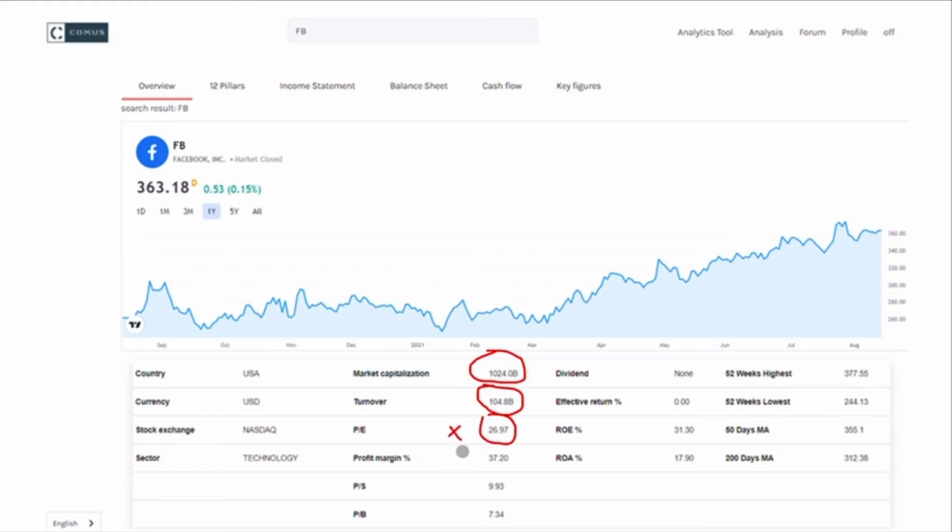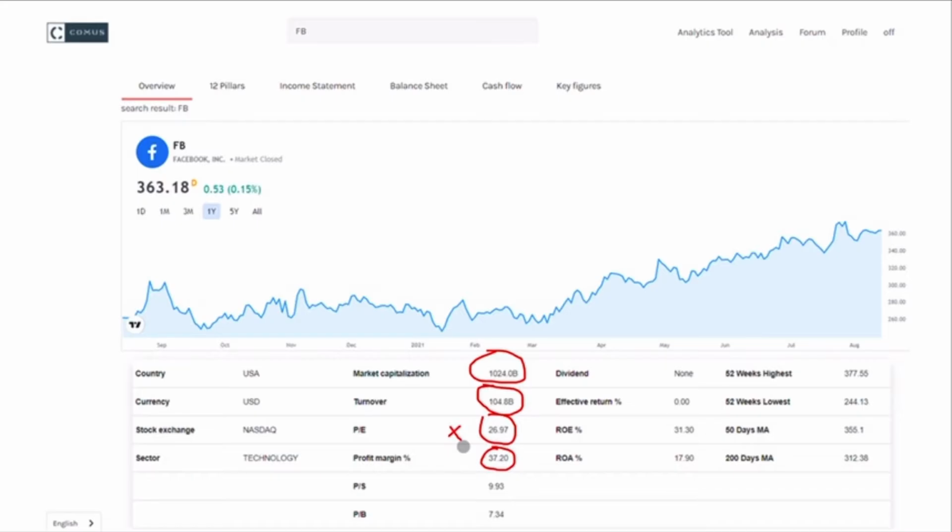Their profit margin is 37%, which is great. I look at companies with a profit margin of 15% or higher. So having a 37% profit margin, that is just beautiful. So that is a go for me.